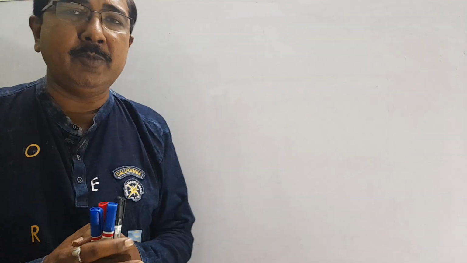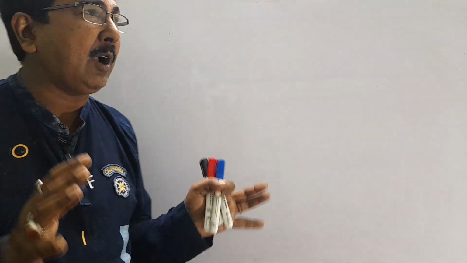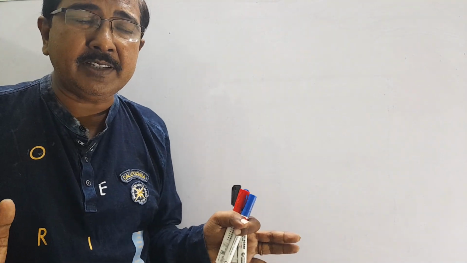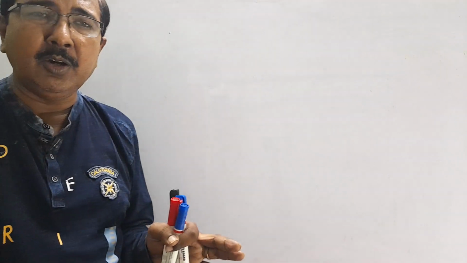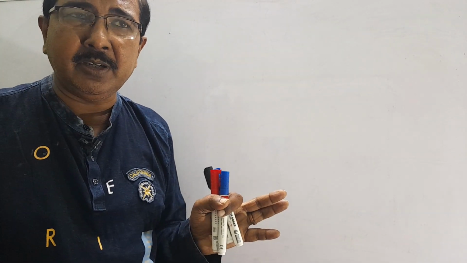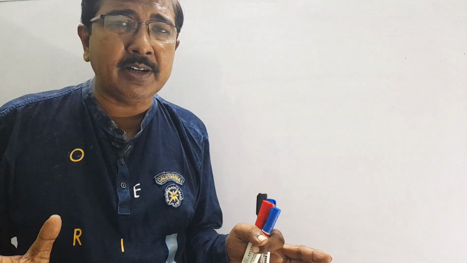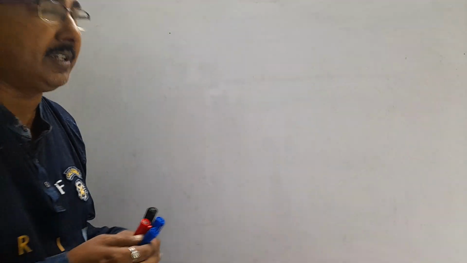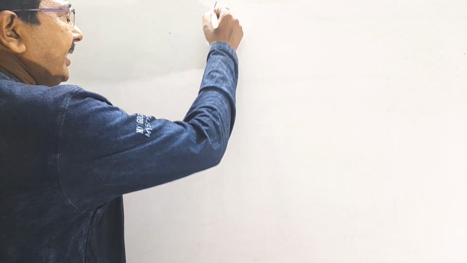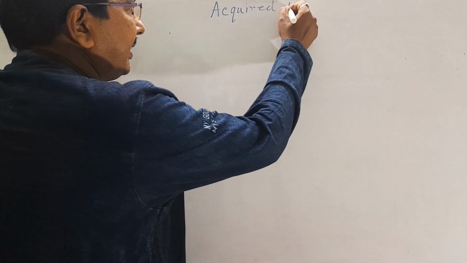Hello students, in the previous video I discussed innate immunity. Today I'll discuss acquired immunity. Innate immunity is a non-specific immunity which we get at birth, and I have already discussed it. Today I'll discuss acquired immunity, which means specific immunity. So today's topic is acquired immunity.